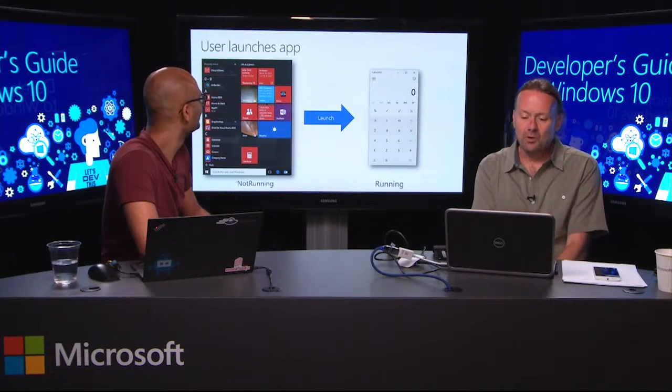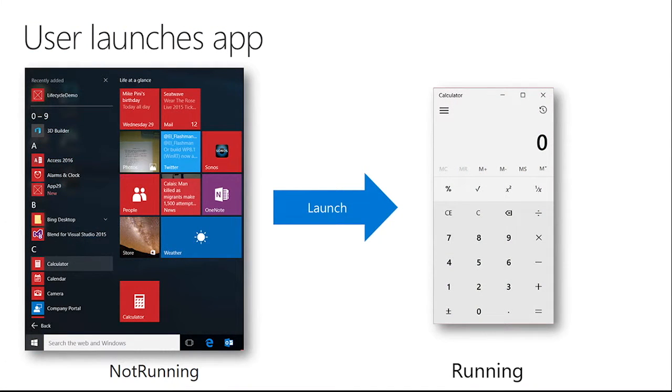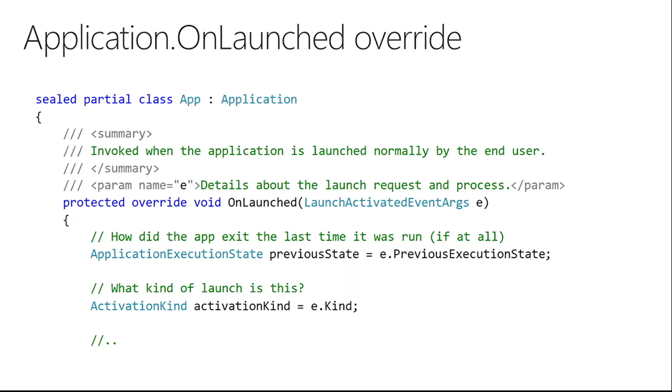So here you go, launch. The user launches your app. You go from a not running state. Maybe the user chooses the app from the apps list, or maybe they tap on the tile if they've got it pinned to the start screen, that sort of thing. And they launch, and you now are in a running state, using for no particular reason the calculator as an example. So here we are, we're running our app and the user's interacting with it and life is good. Now, when that happens, you actually get this OnLaunched event, and we've already seen this.